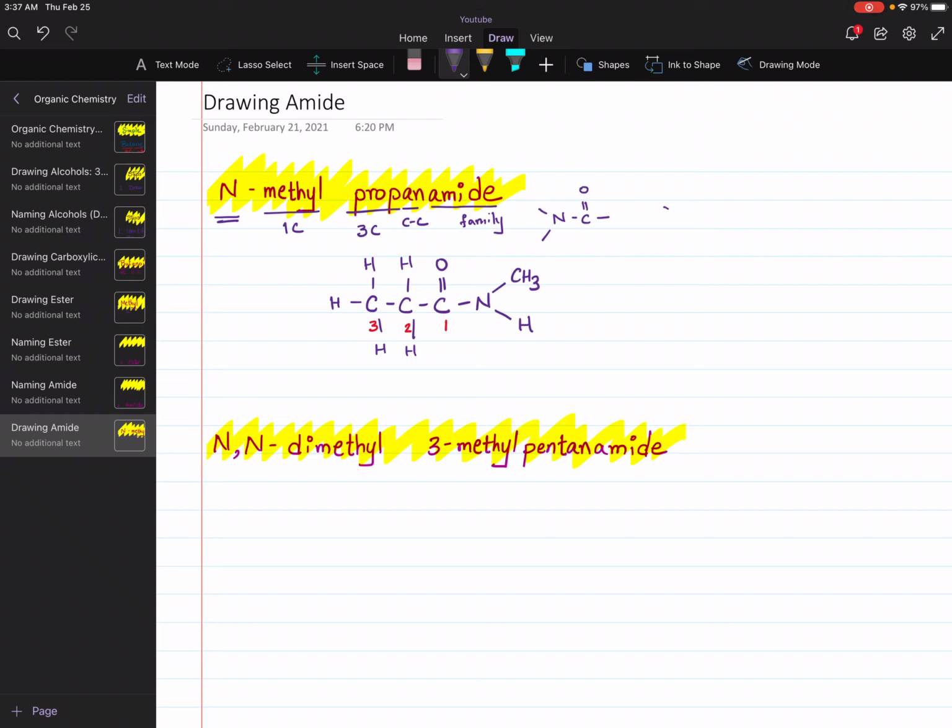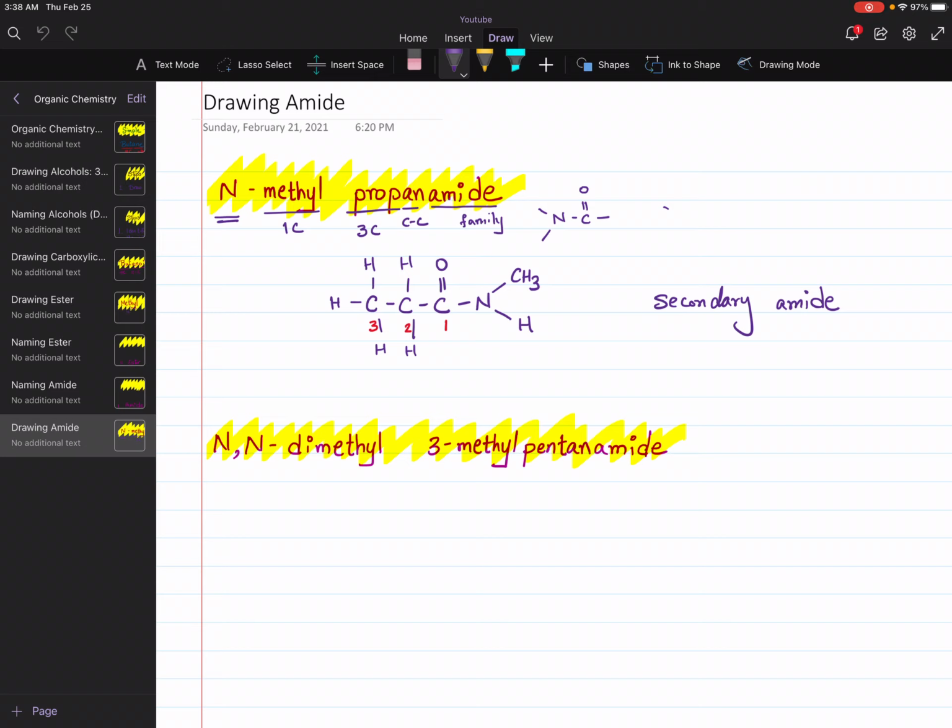This is actually a secondary amide, and the reason we know it is a secondary amide is because it has 2 things attached to the nitrogen. If you had only 1 carbon chain attached to the nitrogen, that would be a primary amide. In this case it has 2 carbon chains attached to the nitrogen, and therefore this one is a secondary amide.